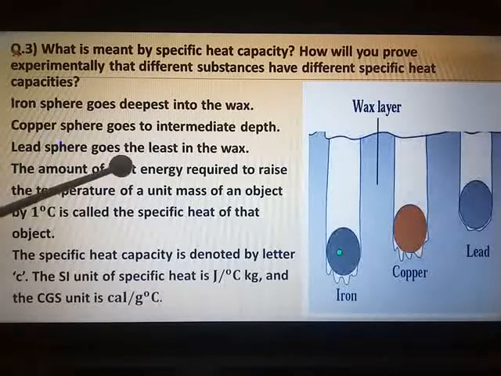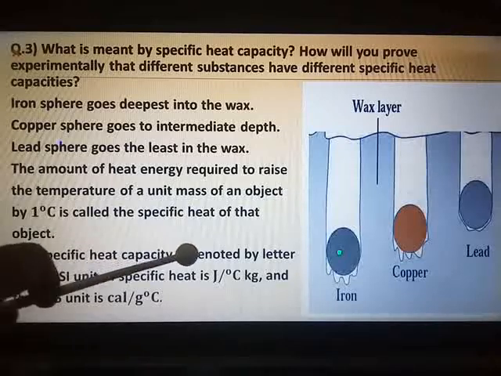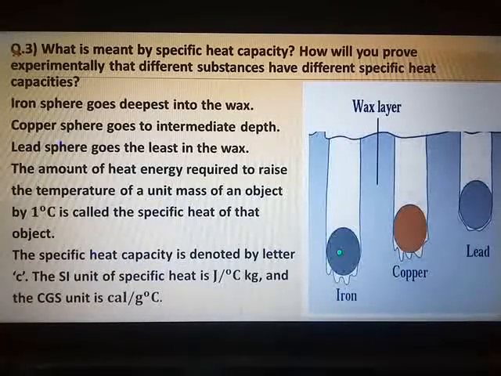The amount of heat energy required to raise the temperature of a unit mass of an object by 1 degree Celsius is called the specific heat of that object. No need of mentioning about the units. You can just mention up till here. The specific heat capacity is denoted by letter small c.